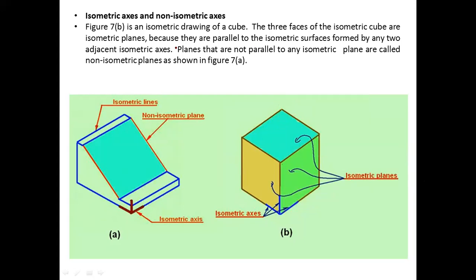Okay. Now, planes that are not parallel to any isometric plane are called non-isometric planes. This is a non-isometric plane because it is inclined at some angle and it is not parallel to any of the three possible isometric planes. Not these, and neither this bottom surface. Fine. So this is the difference between a non-isometric plane and an isometric plane.